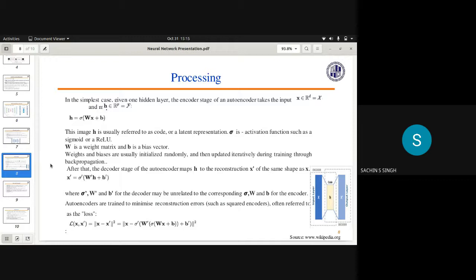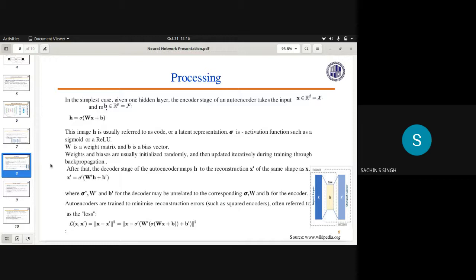First we go from the encoder to the code. For that the function is h equals sigma of W times x, that is the input layer, plus b, the bias. So we get the code part, and then from the code part we move to the decoder. That is x dash, the output layer, equals sigma dash, the new activation function, of W dash times h, the new weights into the code, plus b dash, the bias.